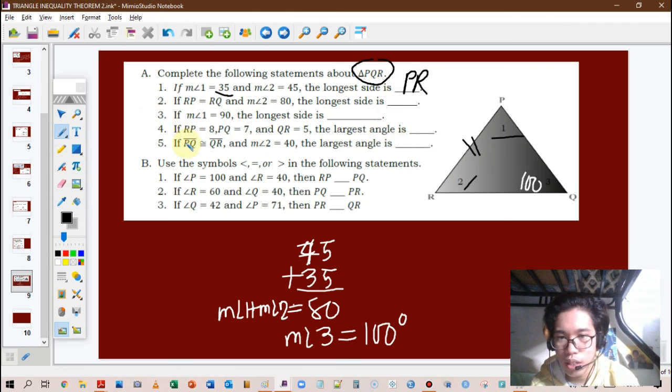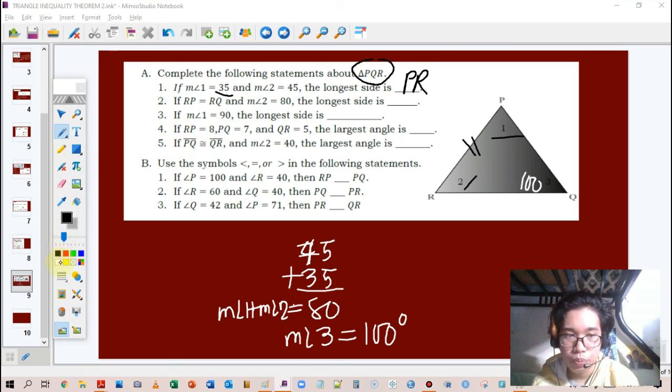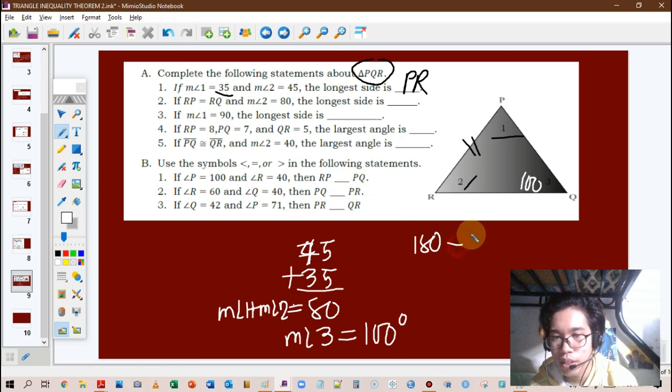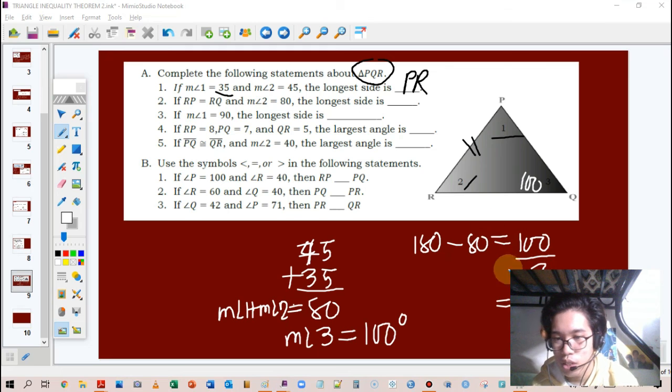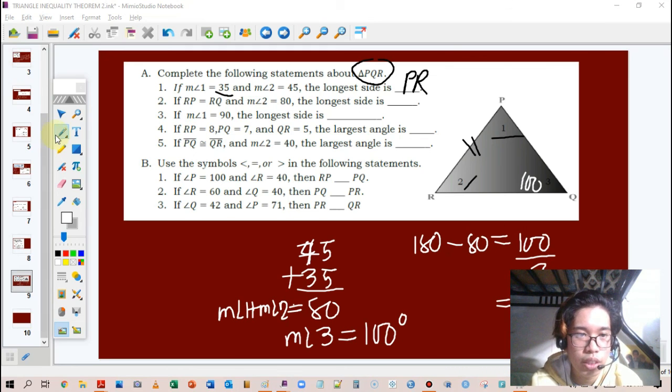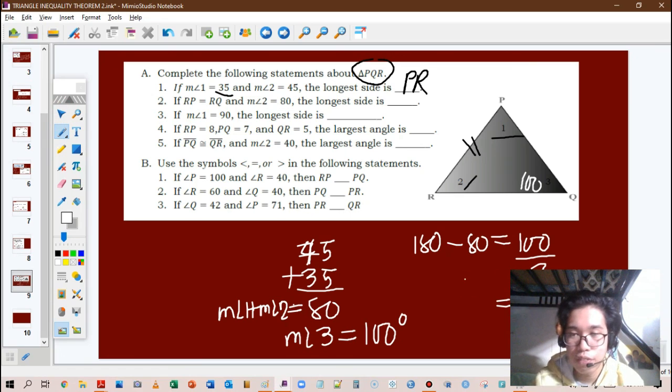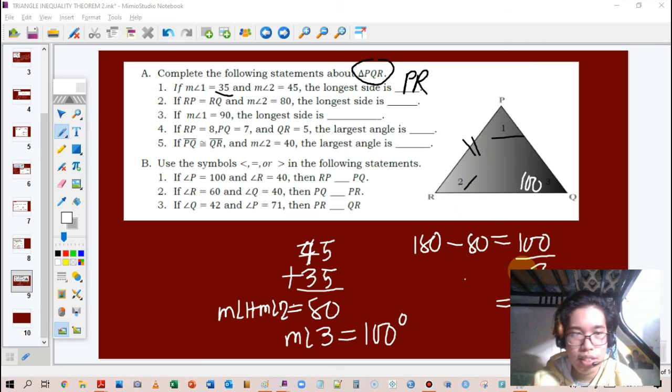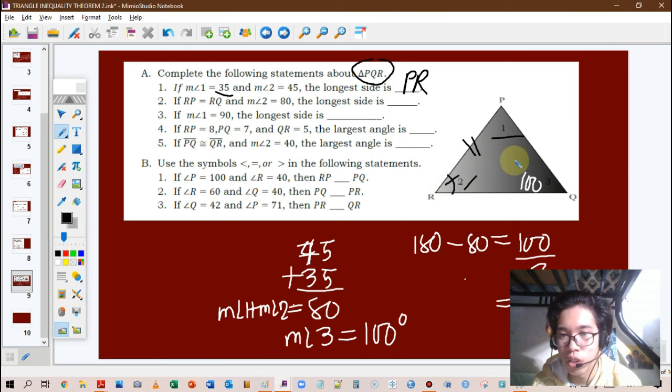If RP is equal to RQ, and the measurement of angle 2 is equal to 80, then what is the longest side? We have an isosceles triangle, so 180 minus 80 gives us 100, divided by 2 gives us 50. So the other two angles are 50 degrees. The longest side is going to be opposite angle 2, which is PQ for this one.